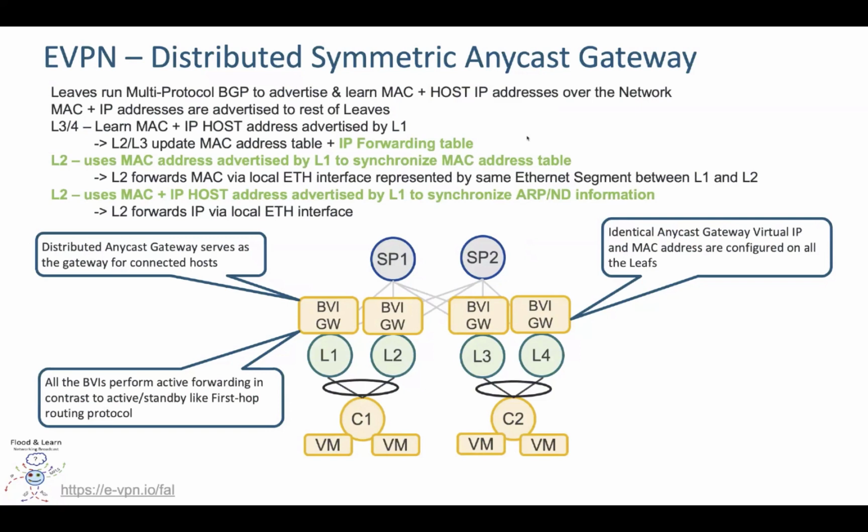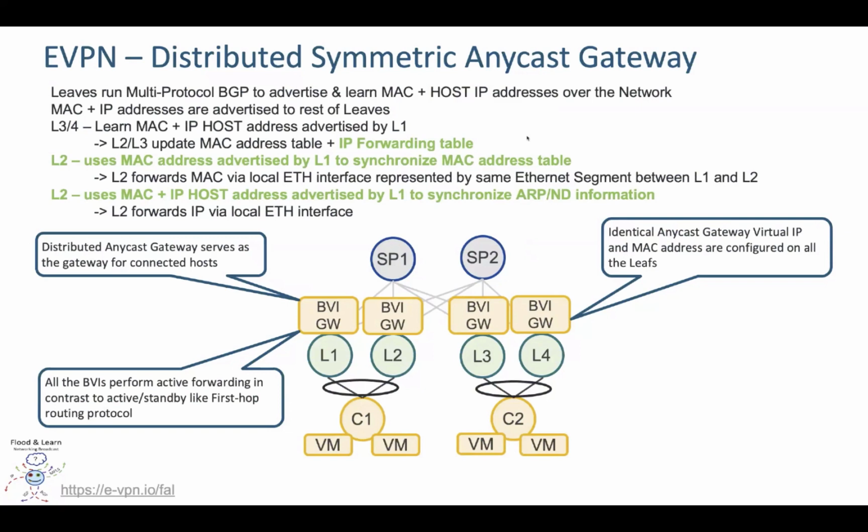So when the VM is forwarding the traffic, it doesn't matter if the traffic hits the gateway on L1, L2, L3, or L4. It is all the time the same. This looks very easy from the configuration point of view, but you need some mechanism to synchronize this information, right? The first thing is that you need to synchronize the ARP information or neighbor discovery information between L1 and L2.